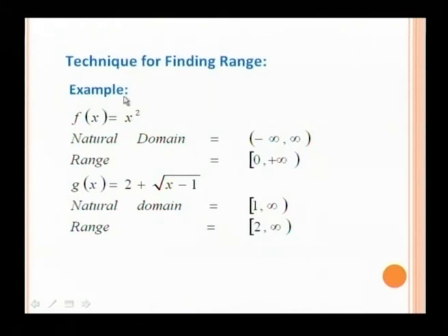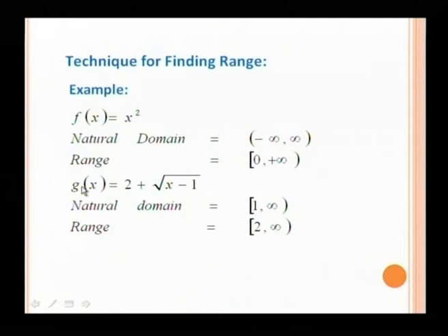Here we consider an example where the function is f of x is equal to x square. We know that the natural domain for this function is minus infinity to plus infinity. Now by putting all the values from minus infinity to plus infinity in this function, it gives you all the non-negative values. So the range would be equal to 0 to plus infinity, or all the non-negative values.